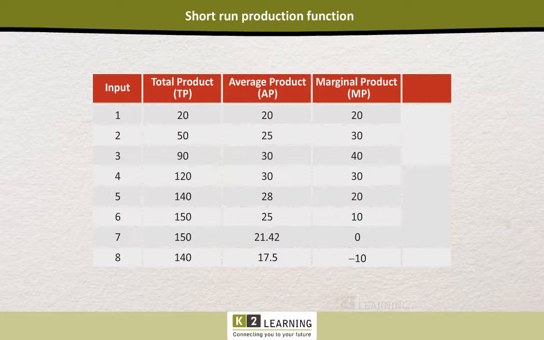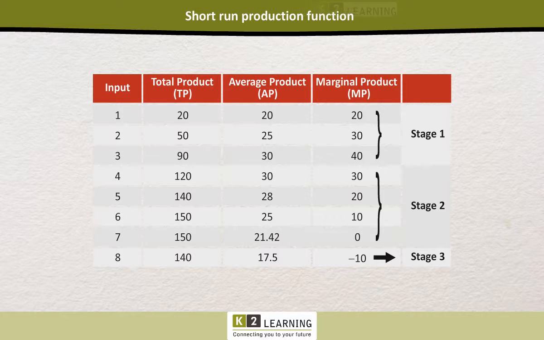So here we see that with the first 3 inputs marginal product increases. Let this be stage 1. As inputs further increase, we notice that the marginal product decreases and comes to 0. This is stage 2. Further increase of inputs will give negative marginal product. This is stage 3. Now let us see the graphical representation of these data.